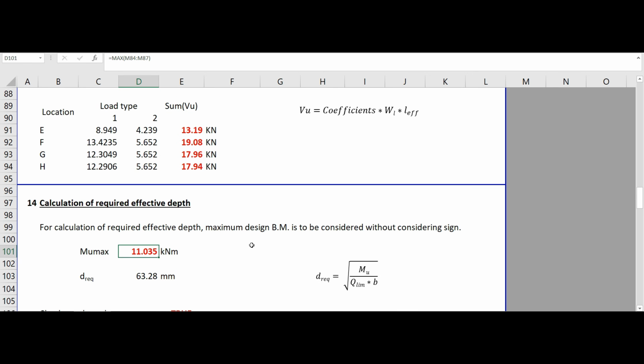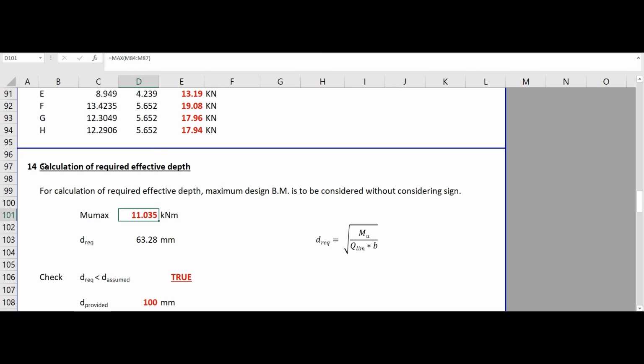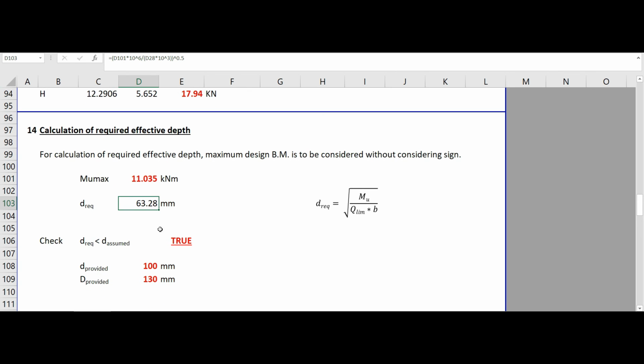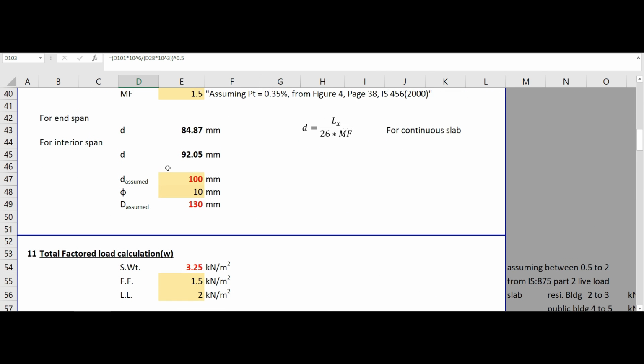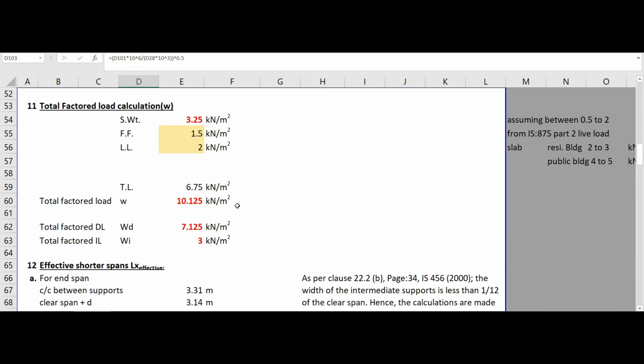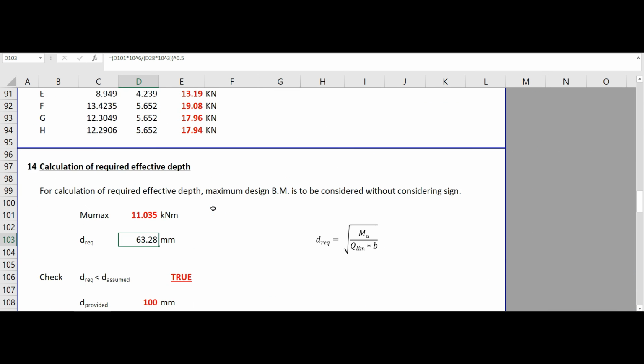So we will calculate the depth required to resist this maximum bending moment. So here the depth required is equal to square root of maximum bending moment divided by Q limit into B. So we get the depth required as 63.28 mm. Now as we have provided the effective depth of 100 mm, which is more than the required depth, so it is okay.